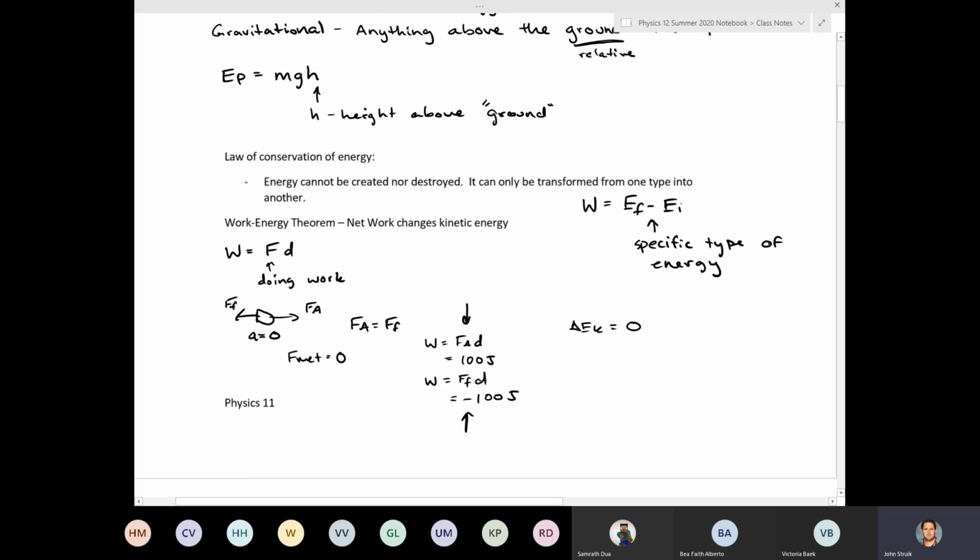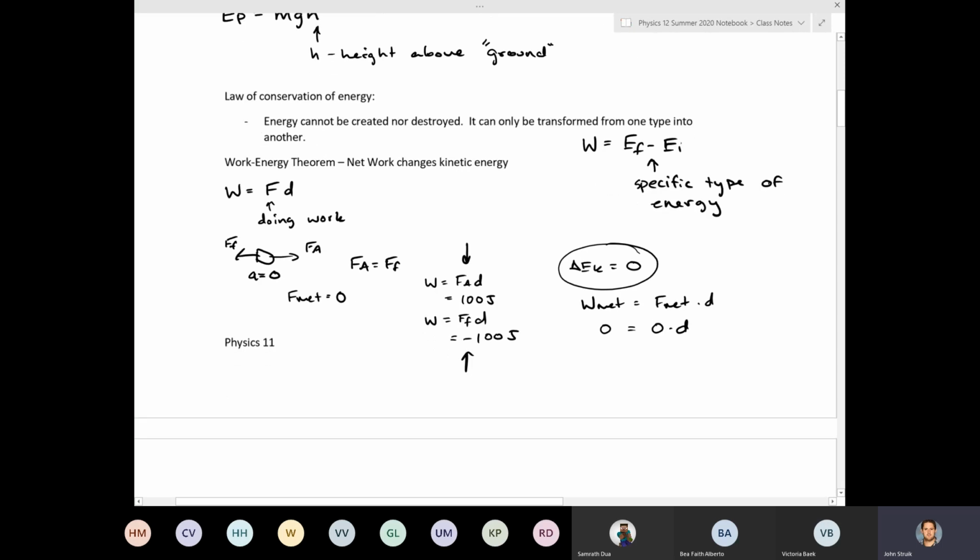But if you were to expand this, the net work being done would equal the F net times D, so 0 equals 0 times D. Because the net force is 0, the net work is 0, because the overall change in energy on the object is 0. And that leads us to the work energy theorem, sometimes called the kinetic energy work principle. The net work done on an object will directly lead to a delta EK.